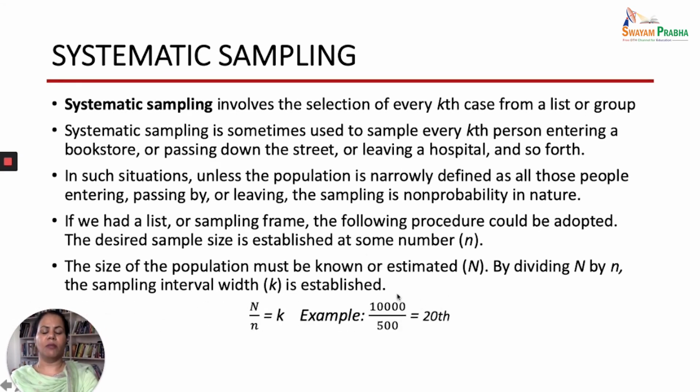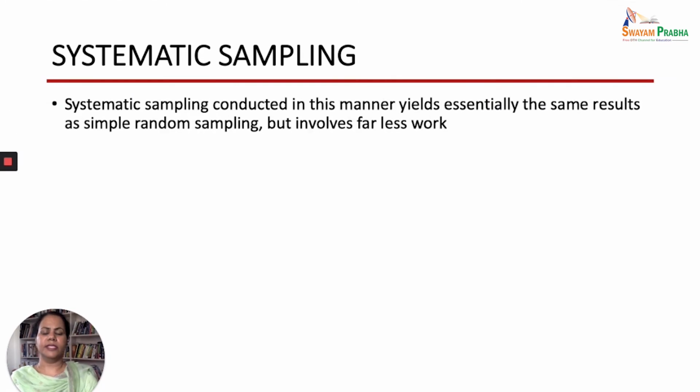For example, if our population has 10,000 persons and in our sample we need to include 500 subjects, then our k will be 20. So every 20th person in the list we will include in our sample. Systematic sampling conducted in this manner yields essentially the same results as simple random sampling, but involves far less work. Although it is easy and involves less work, it gives us the same results as simple random sampling, so it can be used.